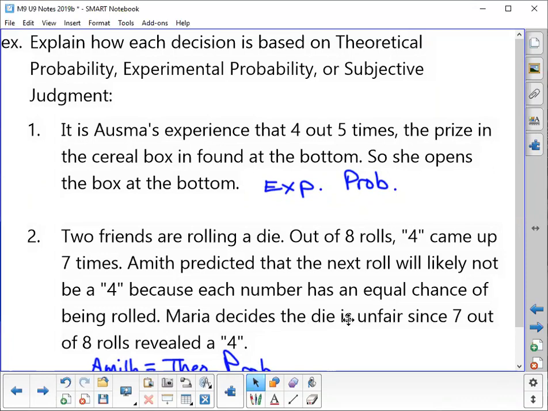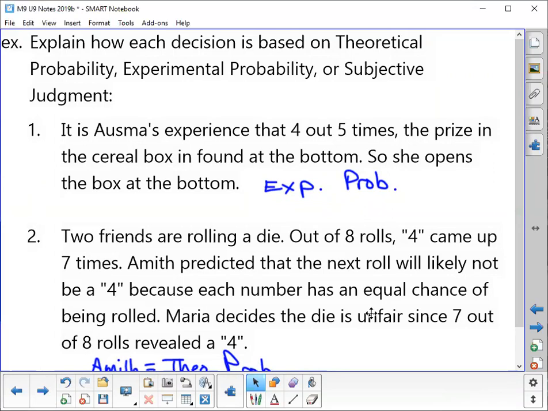Well, basically that every single number should have got rolled at least once. So is that theoretical, experimental, or subjective judgment? Theoretical? Yeah, he's using the theoretical. Wow, that's really weird that 4 came up that often. It probably won't come up again because that's theoretically odd, right?